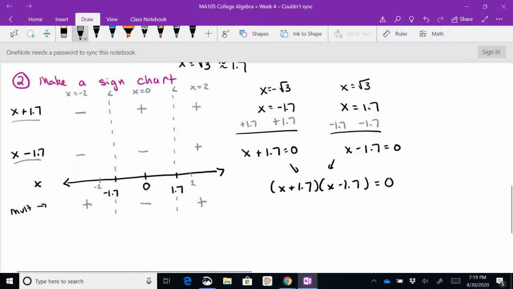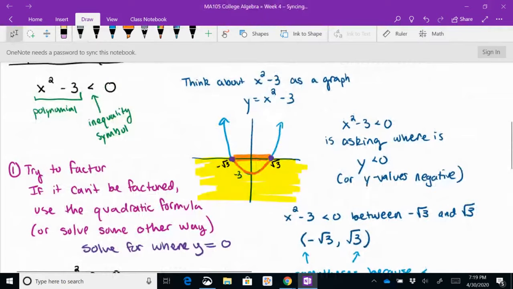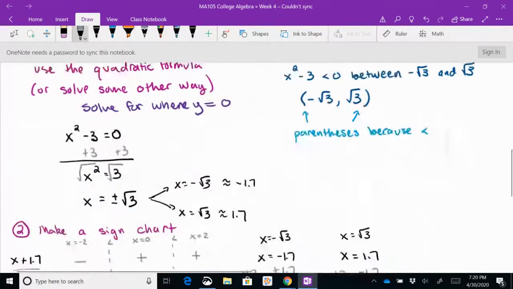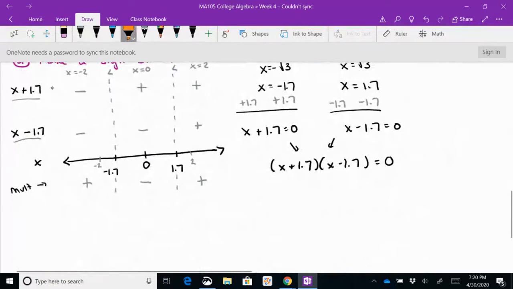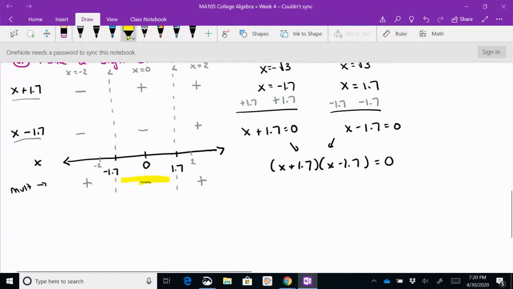So now I filled in my sign chart, and I go back to what I was looking for here. Our original polynomial, we wanted it to be less than 0. As I have in my graph, that's where your y is less than 0, or your y values are negative. Basically, we're looking for where do we get negative values. So you look at the bottom of your sign chart. Where do you have negative values? In this section right here.